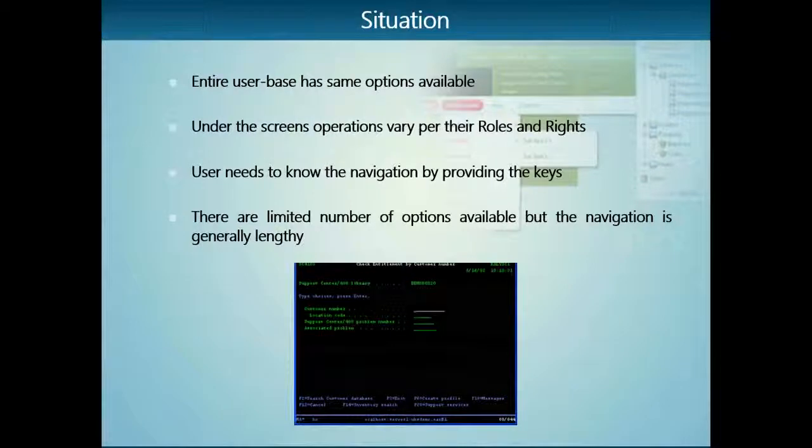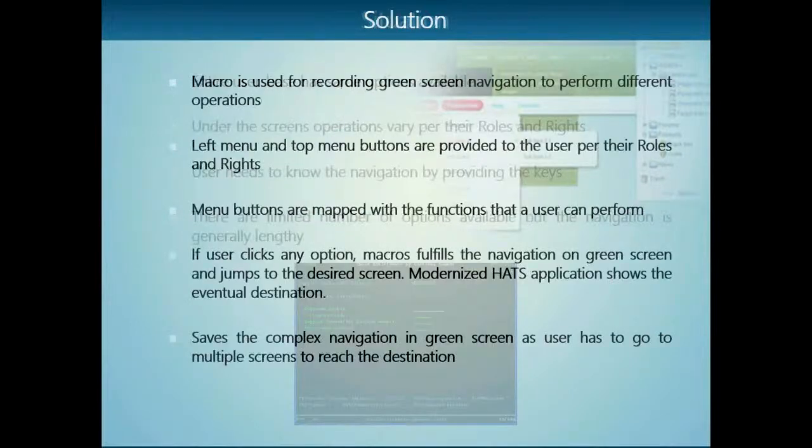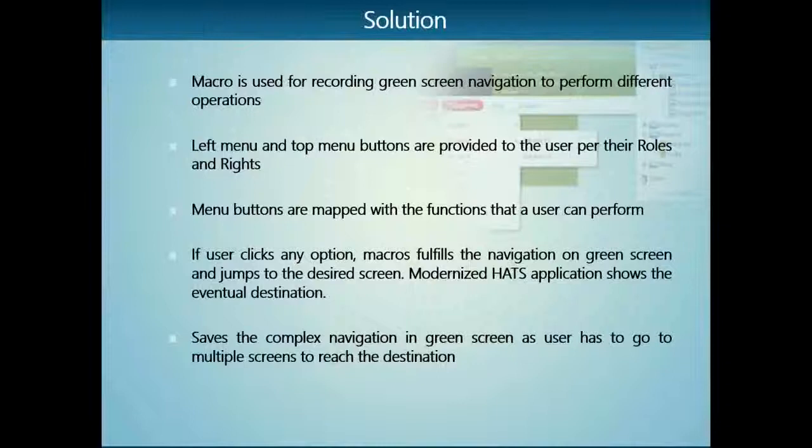We changed our general approach a bit and made the operations that the user can perform our menus. We recorded the navigation patterns for each operation and then presented the options on the main screen. When the user clicks any option, the macro runs on the backend and performs the navigation required on the green screen, and the user is reached to the screen to perform the desired operation.